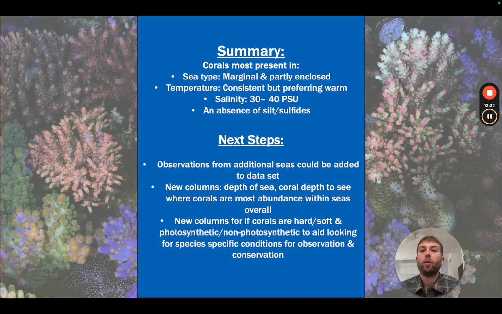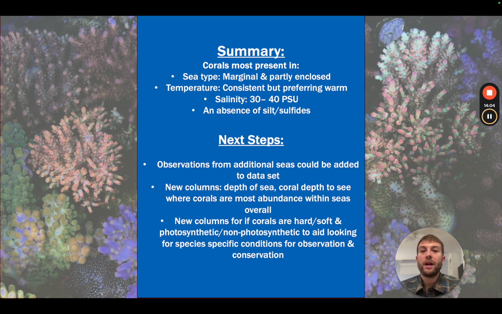In summary, coral presence was most prevalent in marginal seas, but was also present in partly enclosed seas. They favored areas with very stable temperatures, particularly warmer ranges, and higher salinity in the range of 31 to 40 PSU. Additionally, they were present in seas with an absence of silt and sulfide. The strongest factors influencing coral presence were type of sea, temperature stability, and salinity.